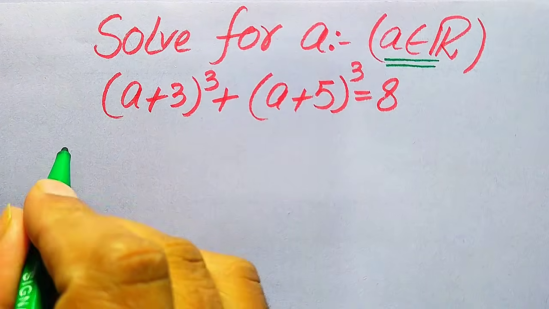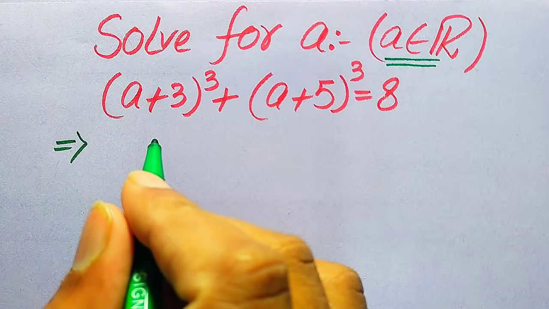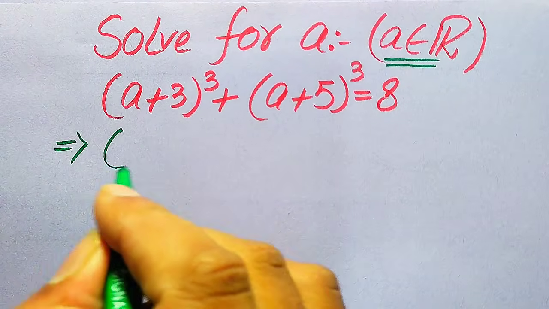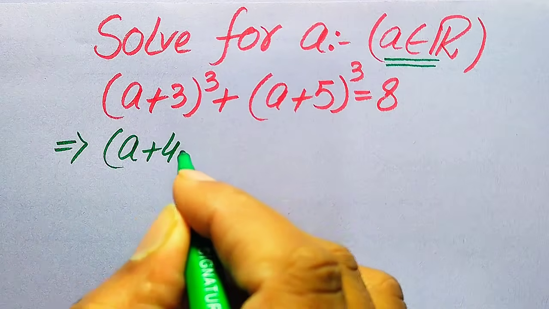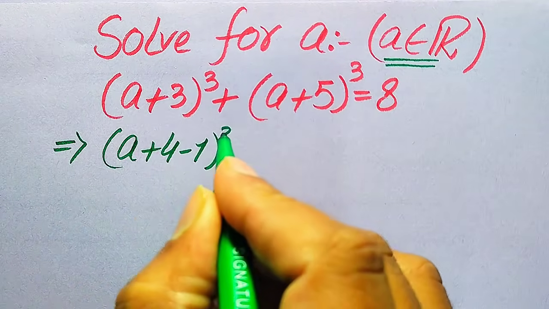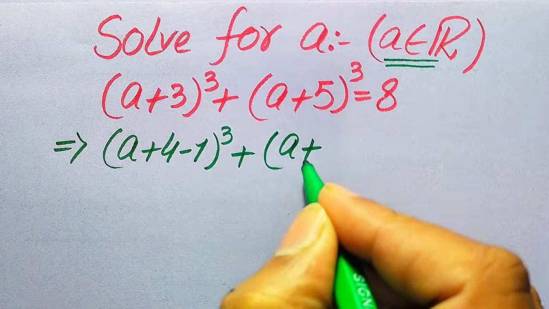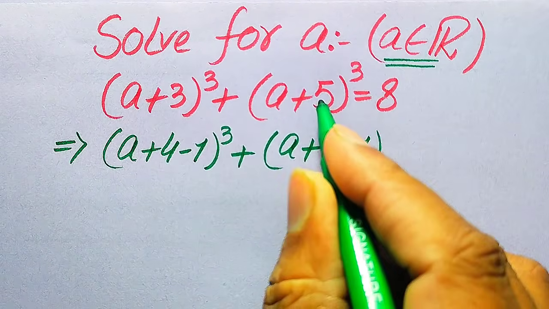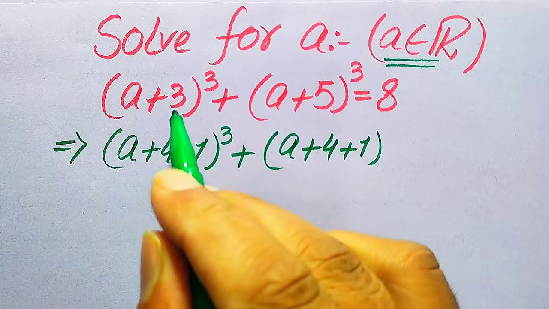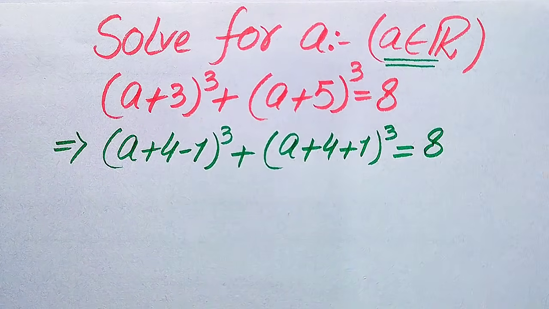So here first we rewrite this equation, as this is a cubic equation. We rewrite a + 3 as (a + 4 - 1) whole cubed plus, this is a + 5, we write it as (a + 4 + 1), we write this 5 as 4 + 1 and we write this 3 as 4 - 1, whole cubed is equal to 8.